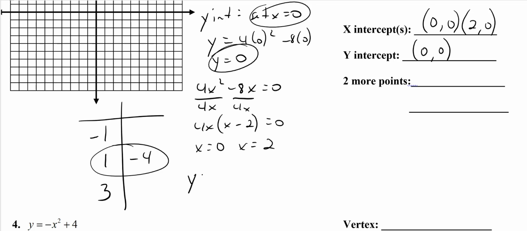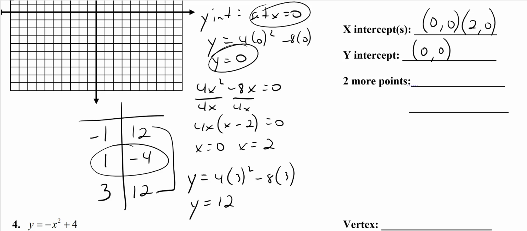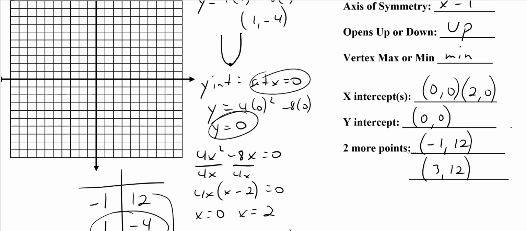So it doesn't matter which one you plug in. So let's plug in the 3. So 4 times 3 squared minus 8 times 3. Okay, so if you multiply all that out and you subtract, you should get a 12. So y equals 12. So that means this is 12 and this is 12, right? It's the same thing. Okay, so negative 1 comma 12 and 3 comma 12. Cool. All right, that's it. That's all I asked for.